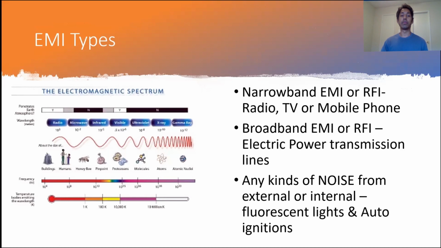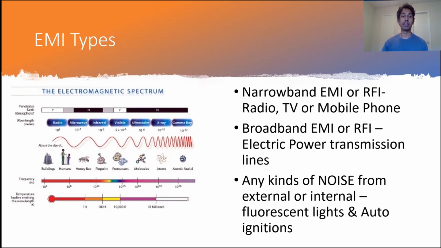There are various types of EMI that can be found in our surroundings depending on the sources. Narrowband EMI typically emanates from intended transmissions such as radio, TV, or mobile phone. On the other hand, broadband EMI is unintentional radiation from sources, for example, electric power transmission lines.